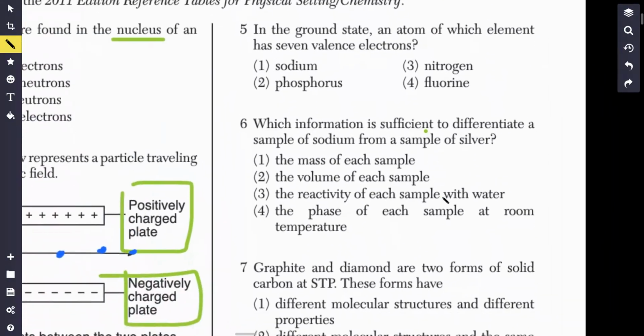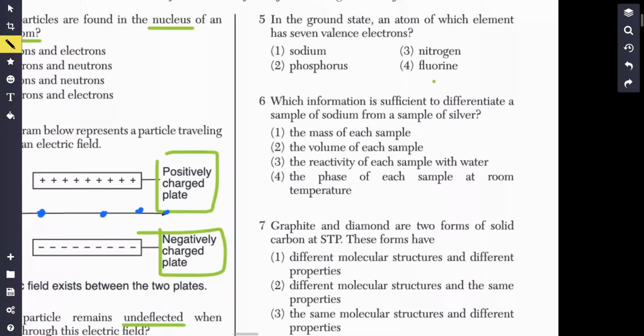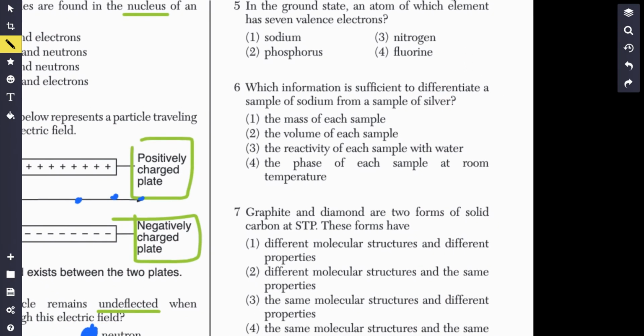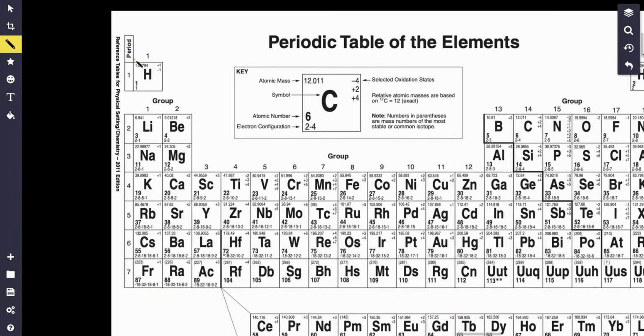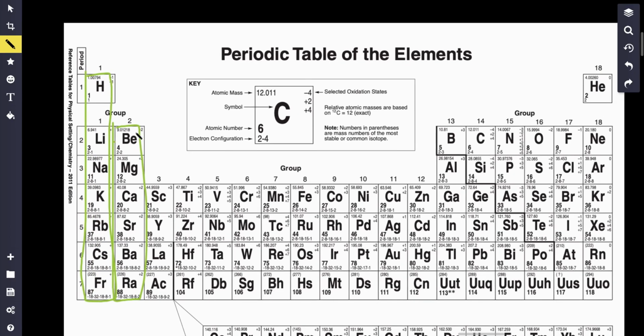In the ground state, an atom of which element has 7 valence electrons? So how do we solve this? For this, you could just use your periodic table. Let me pull it up. Each group, there's something known as groups in the periodic table. I think a group is a column, an up and down thing. Things in the same up and down area are known as a group.